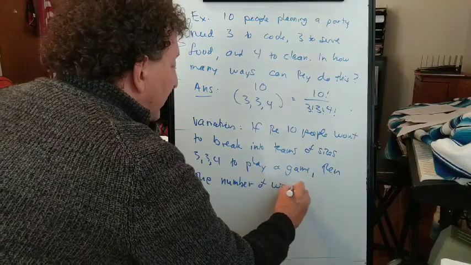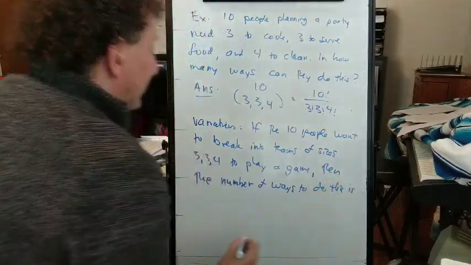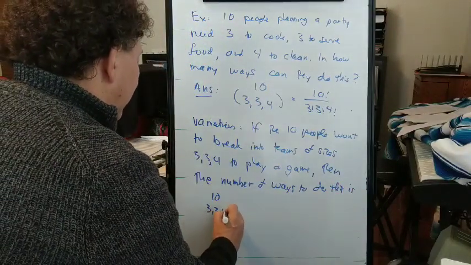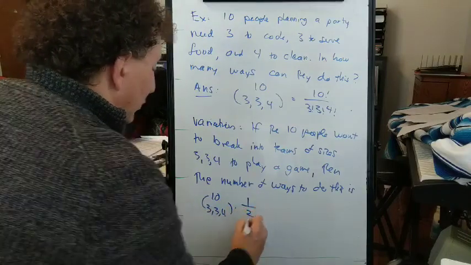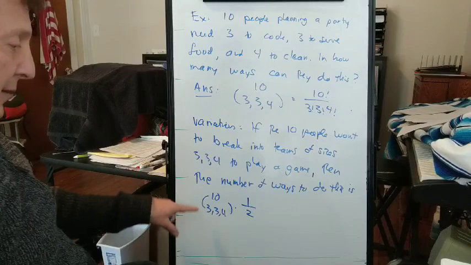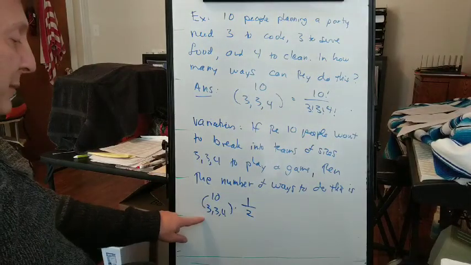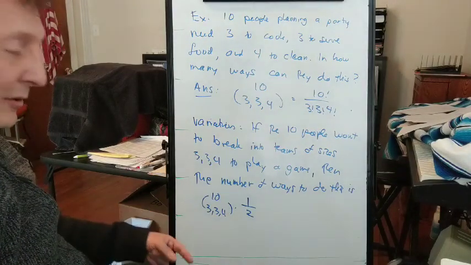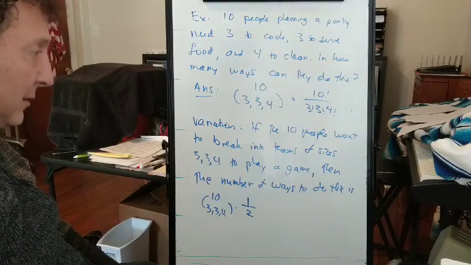Then the number of ways to do this is 10 choose 3, 3, 4 times 1 over 2. Because 10 choose 3, 3, 4 really means put 3 people on team A, 3 people on team B, and 4 on team C, and it would count that differently as putting these 3 people on team A and those 3 people on team B.